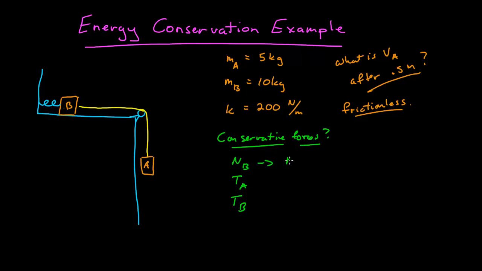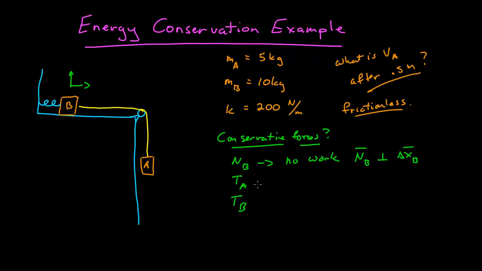Certainly, the normal force is doing no work on the system because the normal force is vertically up, while B, the object, is only moving horizontally. Since the normal force on B is perpendicular to the displacement of B, the work is 0. What about the tension?